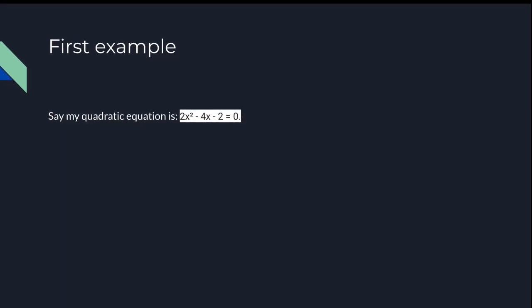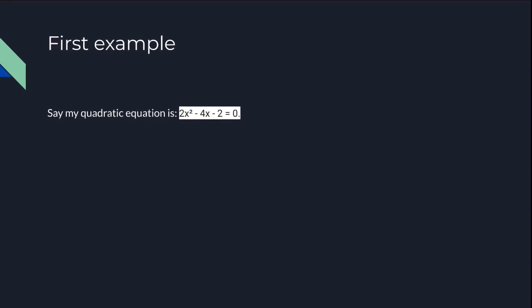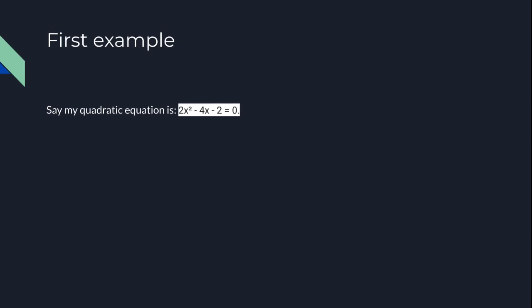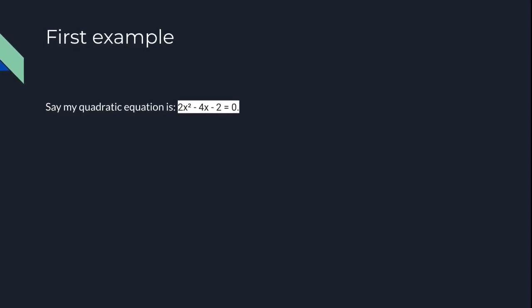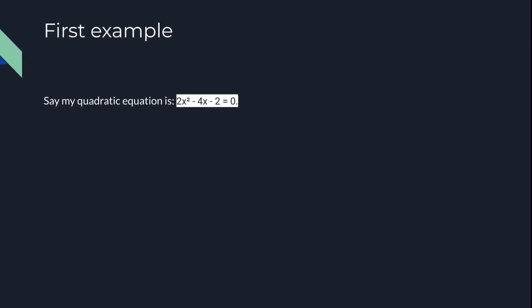So for this first example, we're not actually going to solve it. We're just going to practice plugging it in to the quadratic formula. So like we said before, the quadratic formula is x equals negative b plus or minus the square root of b squared minus 4ac all over 2a. So let's practice plugging this in.